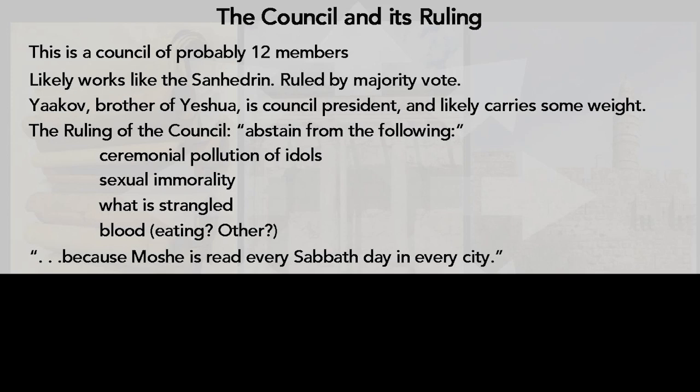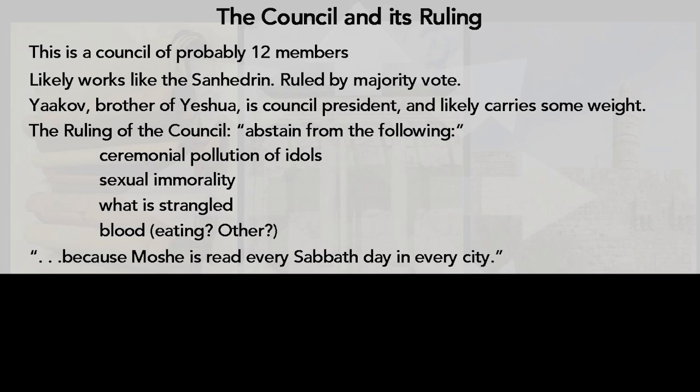It's taught weekly in the synagogue. It's something they're doing. The Greeks? These are all, they know what they're talking about. Okay, so yeah, that's a good point. So it would be common knowledge among the Gentiles. They know the ceremonial pollution of idols. They know that the Jews find that abhorrent.